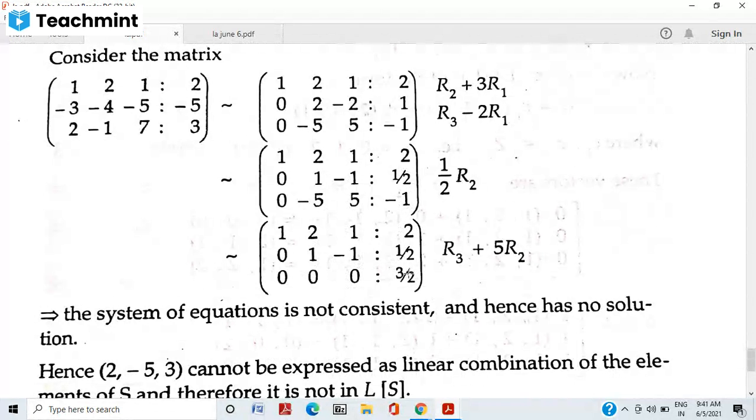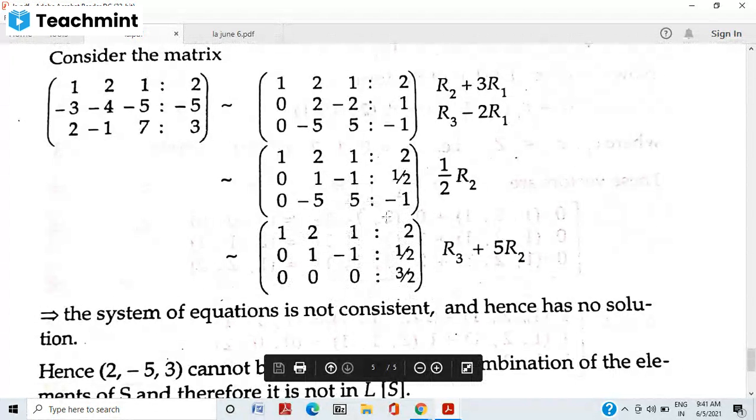Rank of AB, what is it? How do we find it? By counting the number of non-zero rows only. Number of non-zero rows of AB, what do we get? Here one row, second row, third row. Then rank of AB is 3.